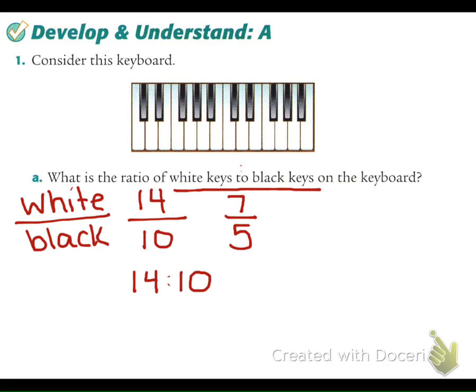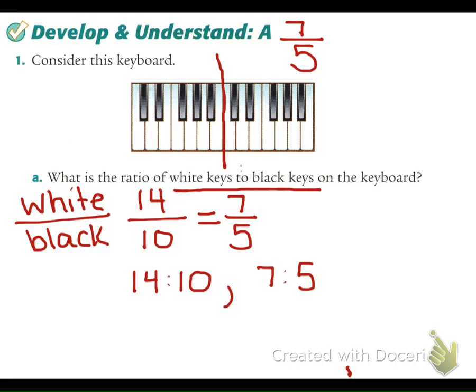Let's look at how that connects to the picture. If I cut this keyboard in half, I'll notice that there are 7 white keys on each side and 5 black keys on each side. That tells me that a 14-to-10 ratio is equal to a 7-to-5 ratio. Either answer, 14-to-10 or 7-to-5, would be accurate answers for this question.